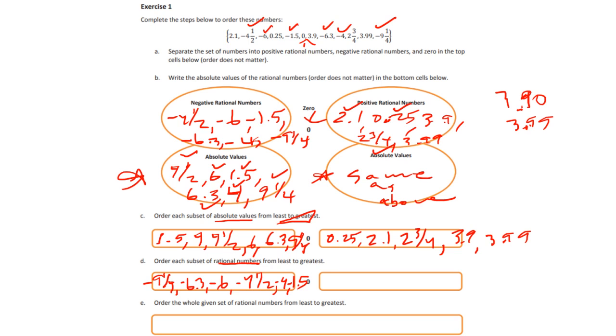And on the opposite side, remember, absolute values don't change anything when you have positive numbers. So this is going to be the same order. And then on the bottom it says order the whole given set of rational numbers from least to greatest. So that's going to be the same as D. So it's going to be same as above, right? Because zero's in between the negatives and the positives. So I don't need you to rewrite that. I just need you to understand that.